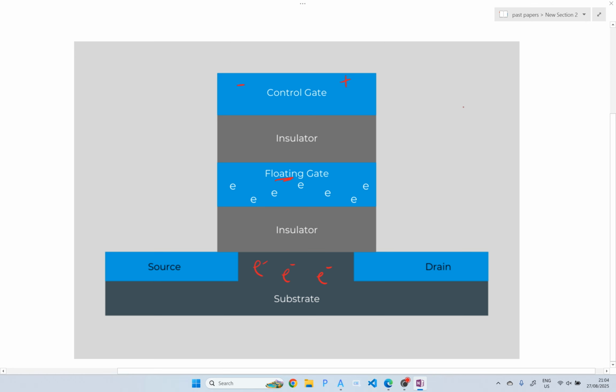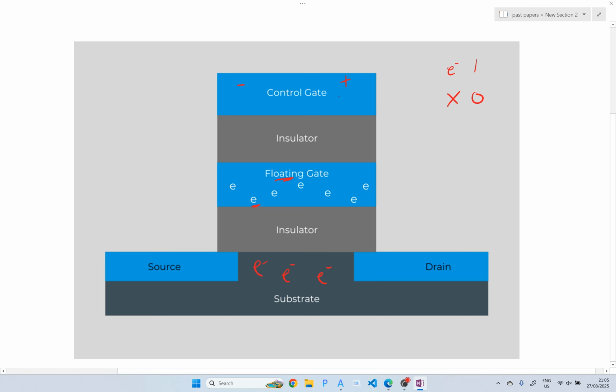Let's say for our example, if there are electrons inside the floating gate, that means a 1. If there are no electrons, that can be a 0, obviously, just a bit. So currently here, we see there are electrons in the floating gate.